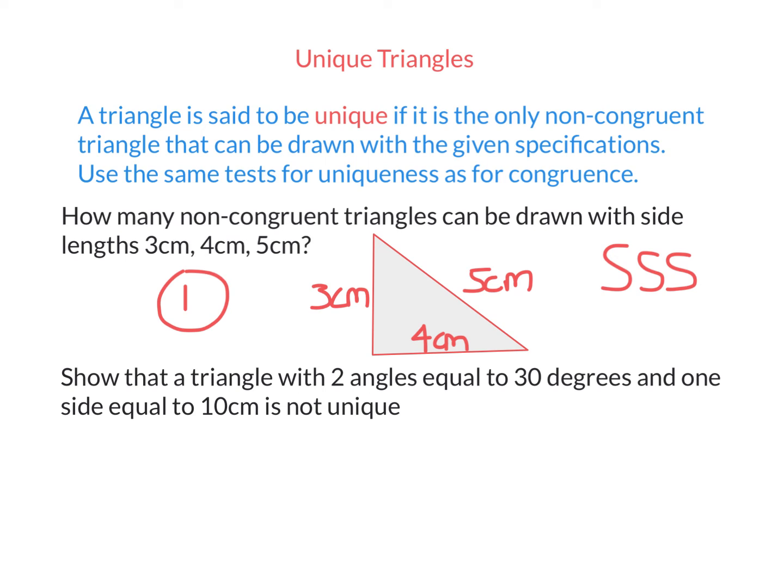On the other hand, if I say a triangle has two angles equal to 30 degrees and one side 10 centimeters, that triangle is not unique. I know that because it doesn't satisfy any of the four congruence tests.